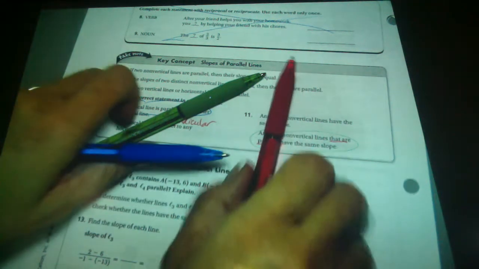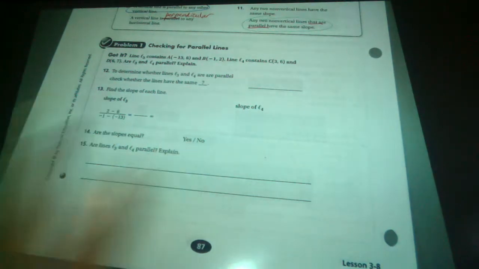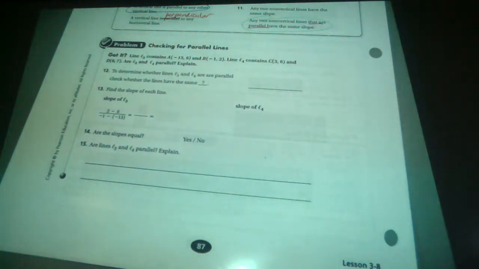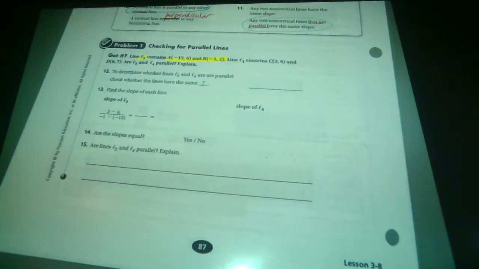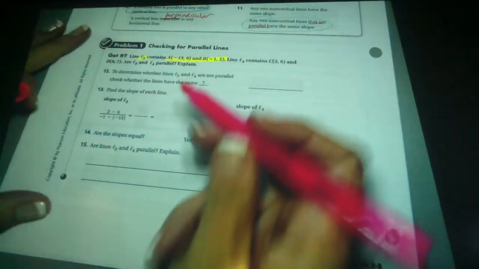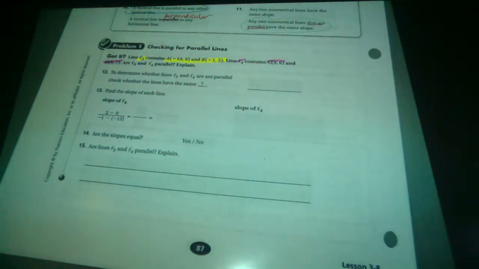Then for problem 1, which we're going to do some on our own, you're checking to see if you have parallel lines and or you are writing the equations of a line that's parallel to a line or both. So they've kind of walked through this a little bit with you. We're going to do some on your own, completely on your own. But look what they gave you. Line 3 contains points A and B. And then line 4 contains C and D. And they want to know, is line 3 and line 4 parallel? So in order to figure out if they're parallel, what do we have to know first?